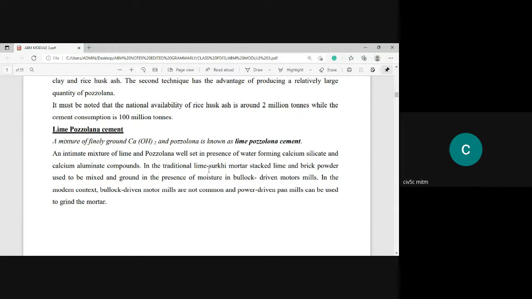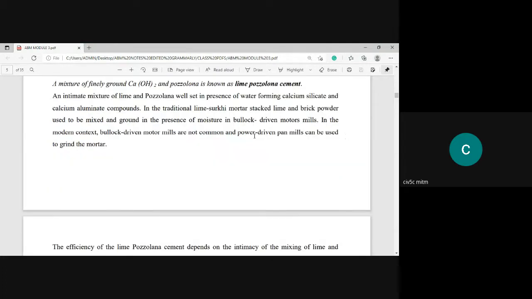In the traditional lime surki mortar, slaked lime and brick powder are mixed and ground in the presence of moisture in bullock-driven mortar mills. For example, if you want to produce lime surki mortar, then you need to blend calcium hydroxide and powdered burnt clay.